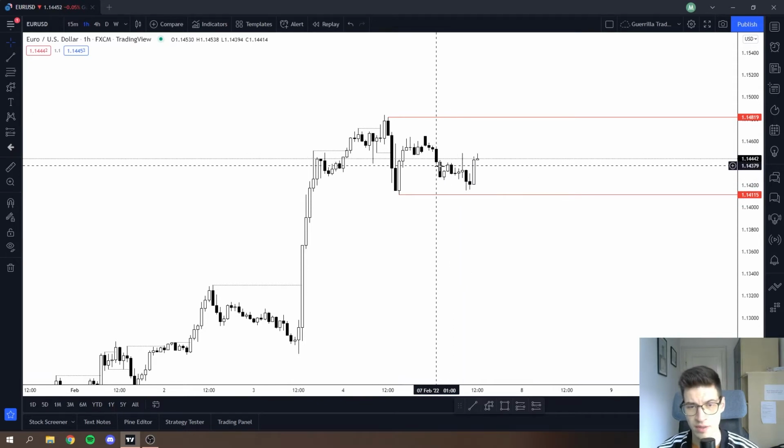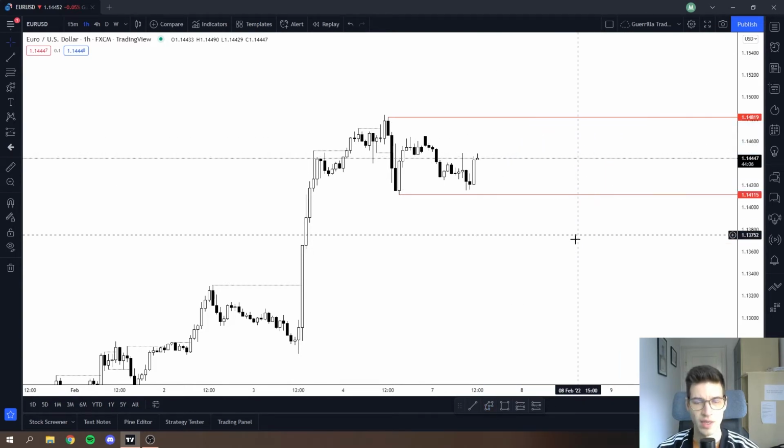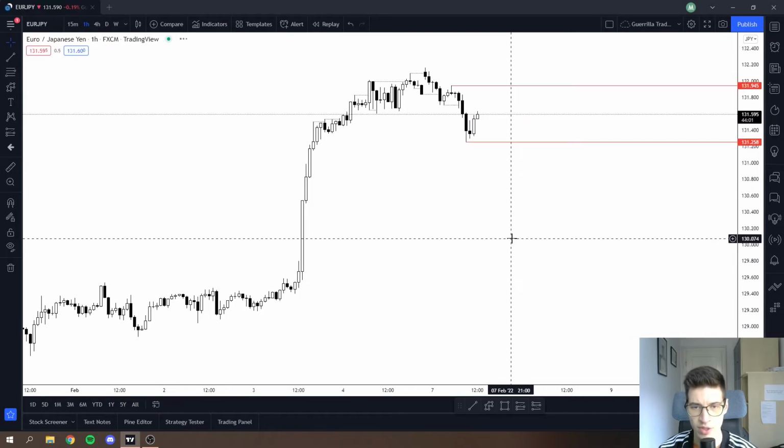And I can just expect more of this sort of price action where we get an ascending into a descending structure. So that is it for the euro and the US dollar. Now let's take a look at the euro and the Japanese yen.